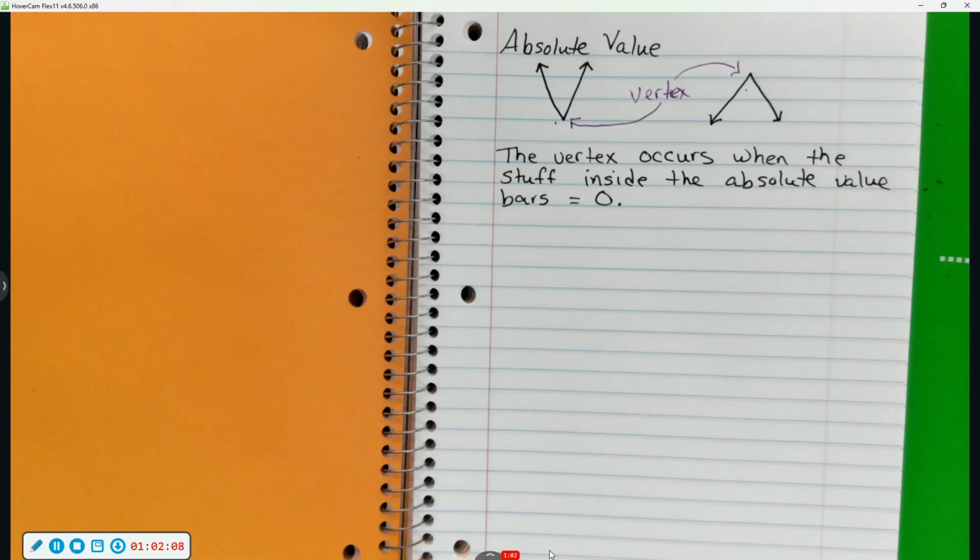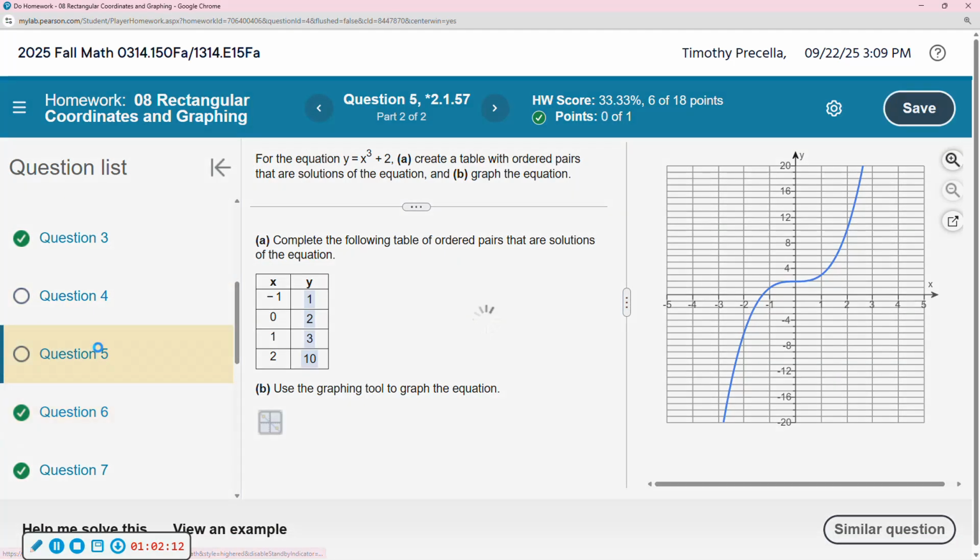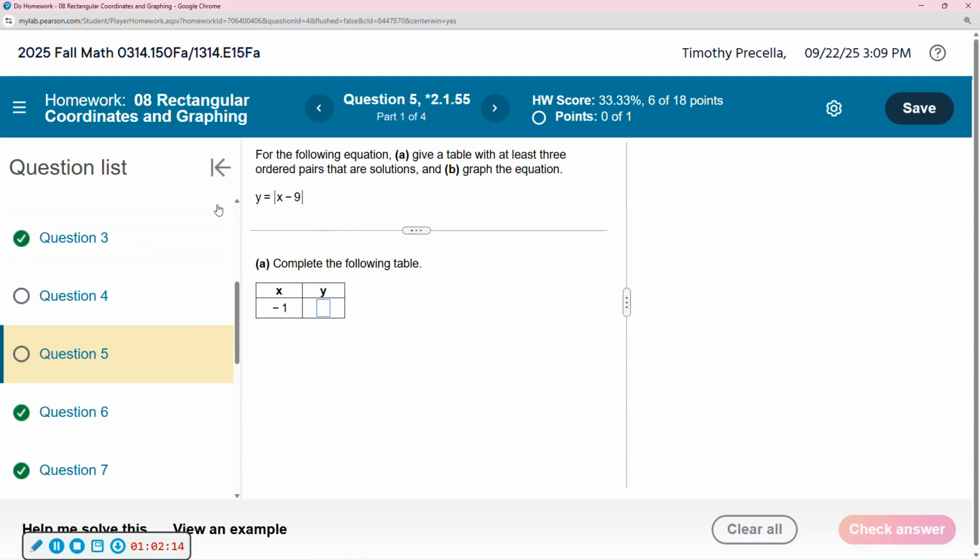I probably should have, problem 5, I should have shown you what these are going to look like. These are the absolute value bars. Remember those? Give a graph with at least 3 ordered pairs and graph the equation. So let's go ahead and do that.